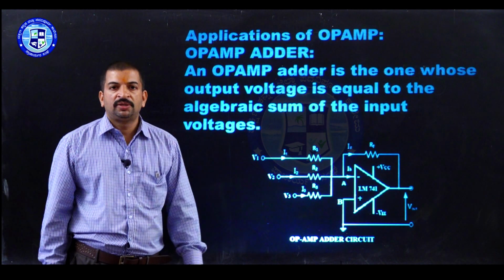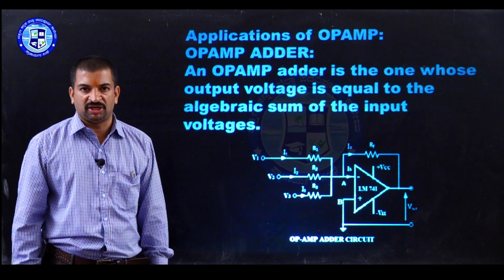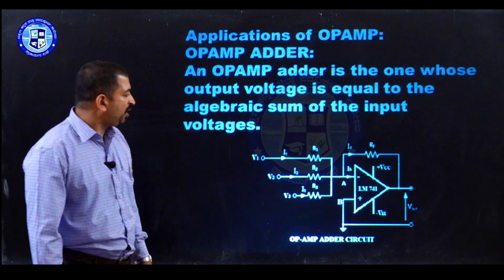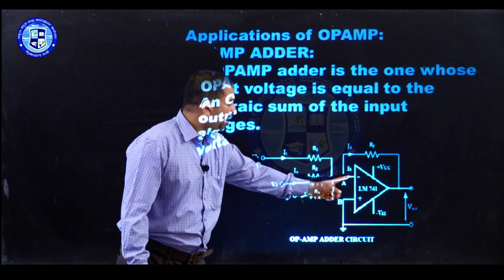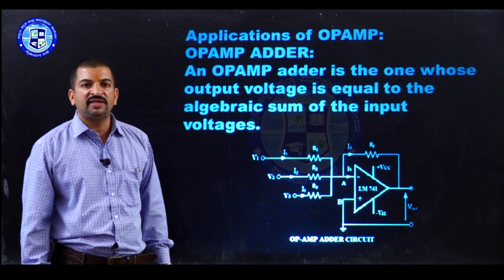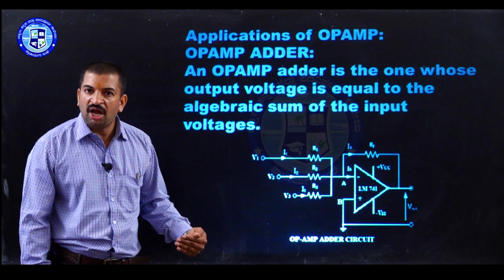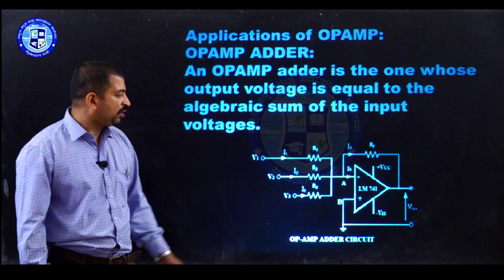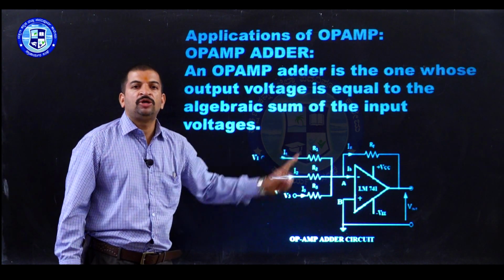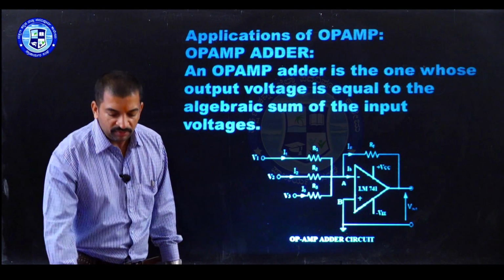Now, look at the circuit diagram. IF is the current flowing through the feedback resistor. It can be written as VA minus V0 divided by RF. One end of the feedback resistor is at virtual ground, and the other end is connected to the output terminal. Therefore, VA minus V0 divided by RF is the current flowing through the feedback resistor. Let us substitute here.